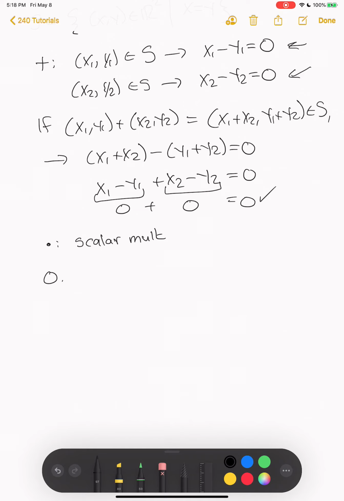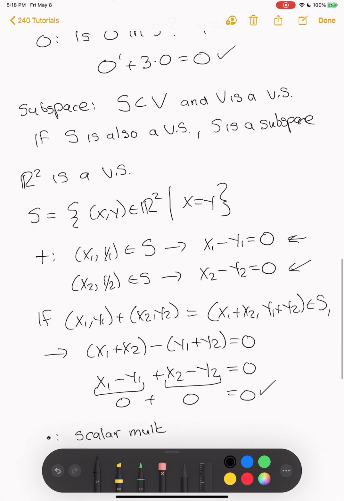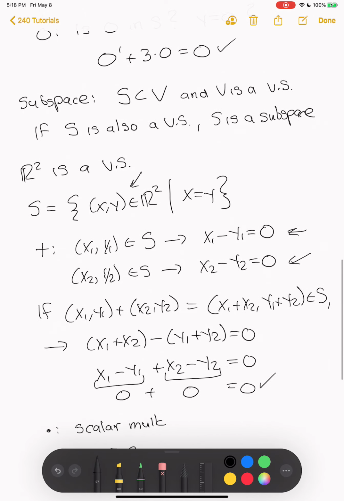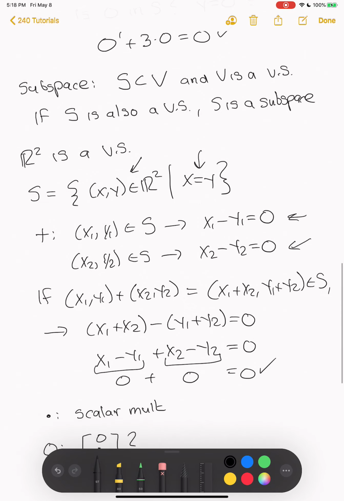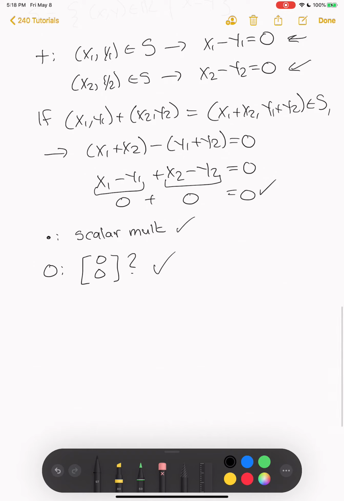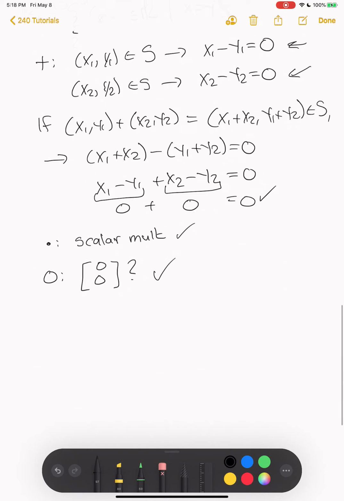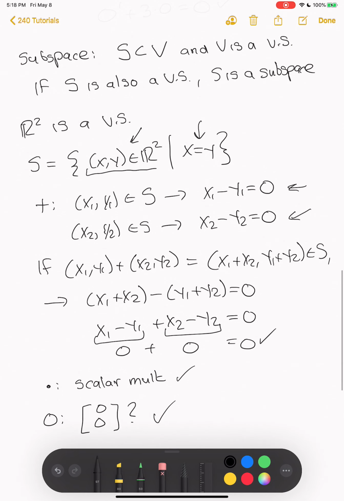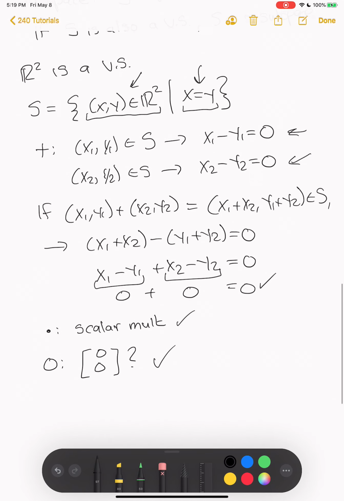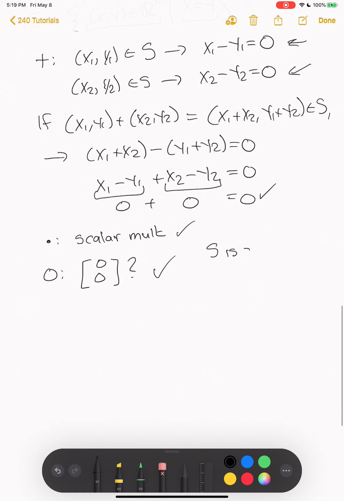And then the 0 vector here. What are we working with? Well, we're working with vectors in R2. So I need to make sure that my vector 0, 0 is in my vector space here. And is it? Well, yeah, it's fine. It passes this constraint as well because X does equal Y when both of them are 0. So we're good to go on both of these fronts. So then what we've said is that we've taken this entire vector space R2, we've given it some constraint here, and we still end up with a vector space. So that means we have a subspace.